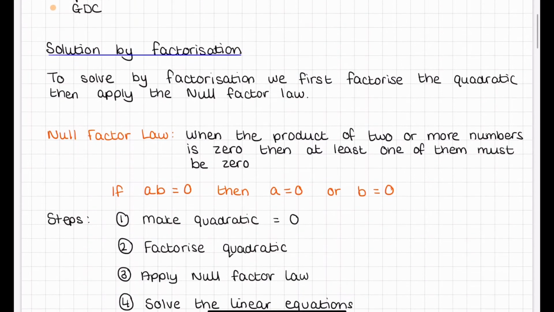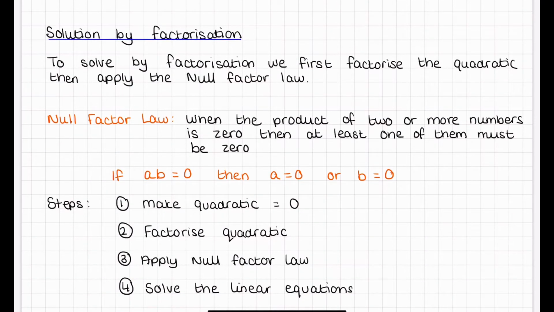When we're solving by factorisation, we first factorise a quadratic, which we did in term 1, the same process as before, and then we apply something called the null factor law. The null factor law is when the product of two or more numbers is 0, then at least one of them must be 0. So if we have a times b equals 0, then a must be 0 or b must be 0.